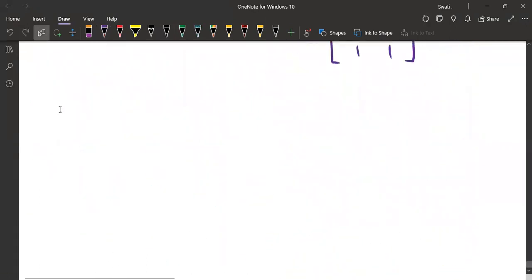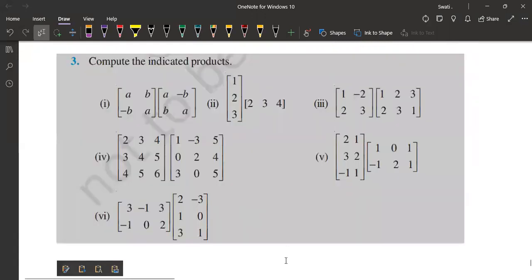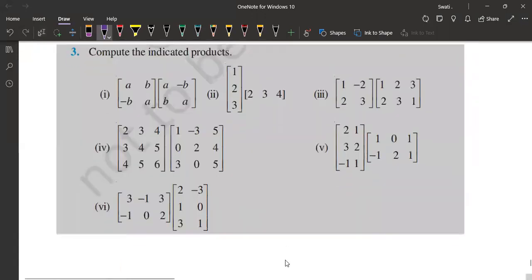All right, now it's time to move to the third question of this exercise. So let me show you. Yes, you can see that this is the third question. We simply need to do the product. So let's start with the first one.